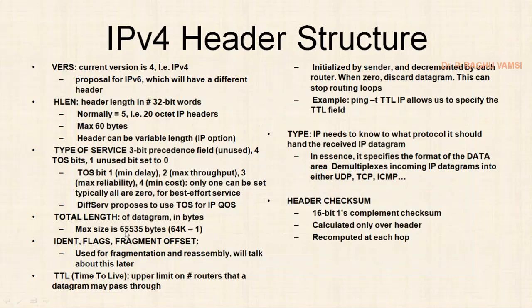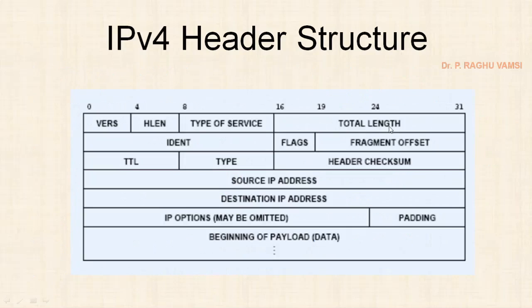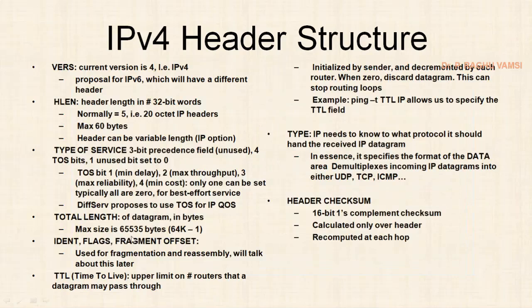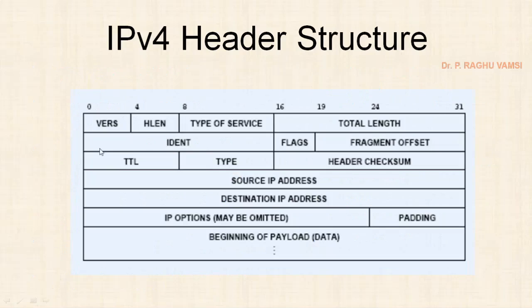What is the maximum size? 65,535 bytes. That means 16 bits, that means 2 power 16, which is almost 65,535. Okay. Next, ident. Ident is also of 16 bits. So the total IPv4 packet structure is of a 32 bit structure, maximum length. So these are the sizes that are allotted to this.